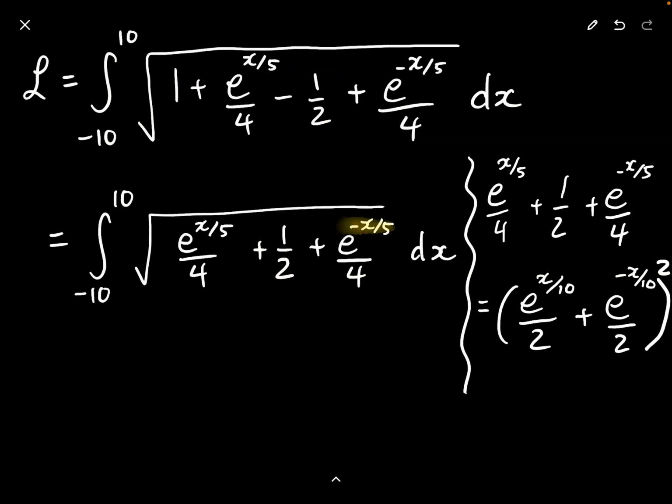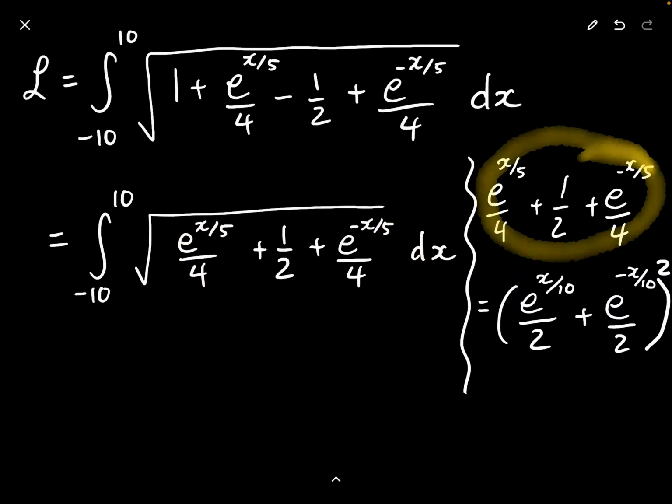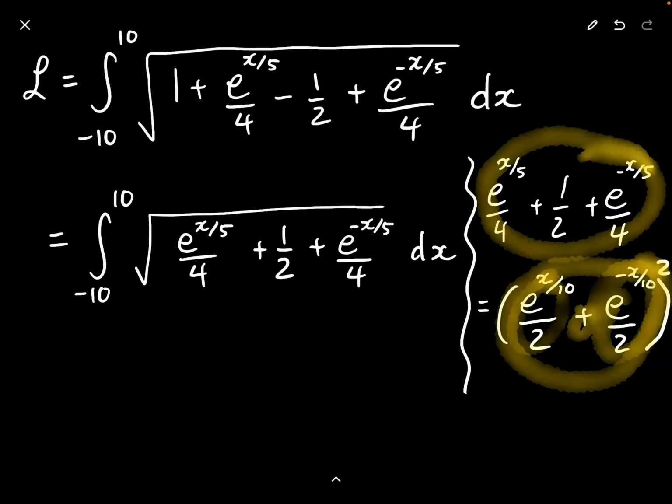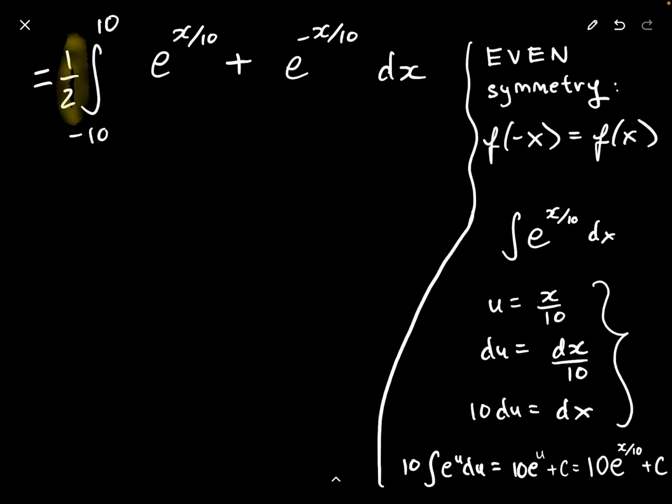In this case, it's possible to re-express the inside of the square root as a square. So the square root and square will cancel out, and then we can integrate it easily. So here on the side, the inside of the square root can be rewritten as e to the x over 10 over 2 plus e to the minus x over 10 over 2, all squared. So now we have square root of a square, so those will cancel out. And then we can solve the integral using a simple substitution. So first we took the constant 1/2 in the front from both of the terms.